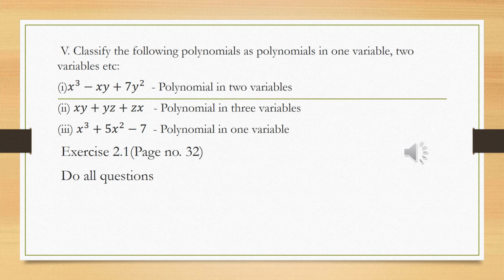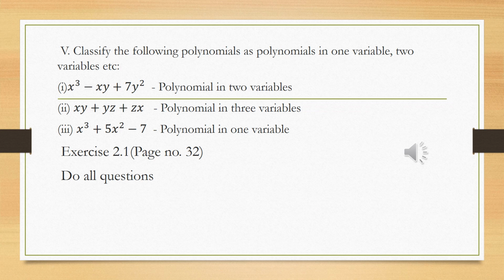Question 5. Classify the following polynomials as polynomials in one variable, two variables, etc. In x cube minus xy plus 7y square, we can say it is a polynomial, but we can see x and y are the variables. Therefore, we can say it is a polynomial in two variables.